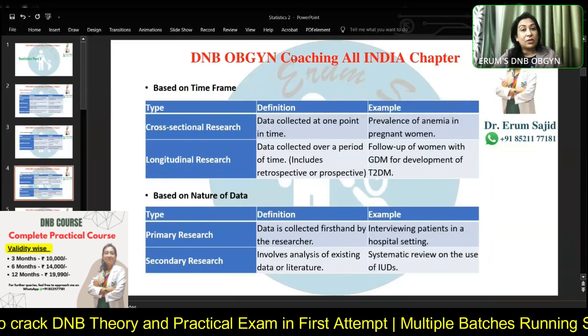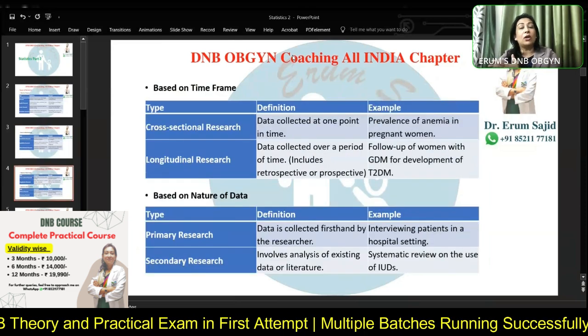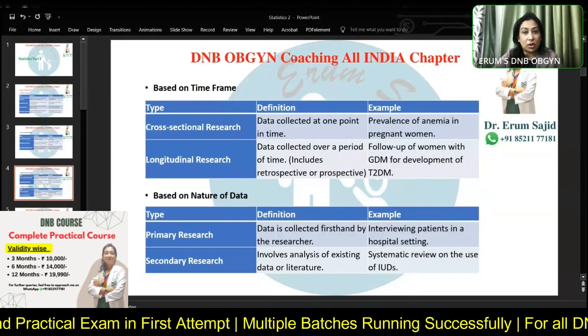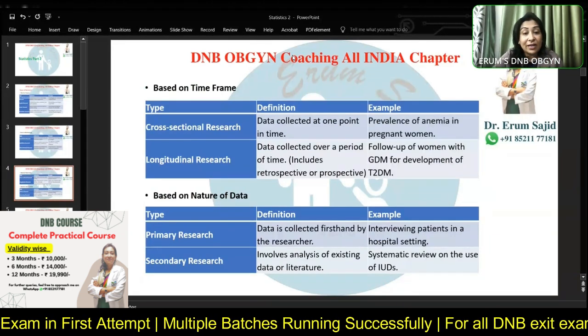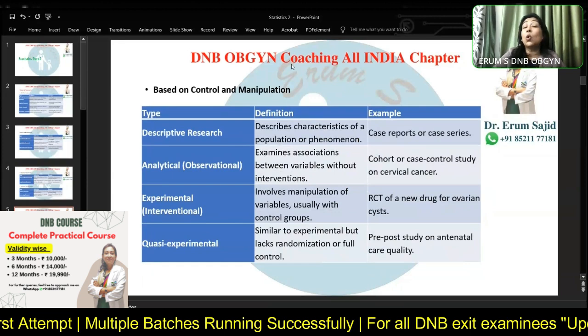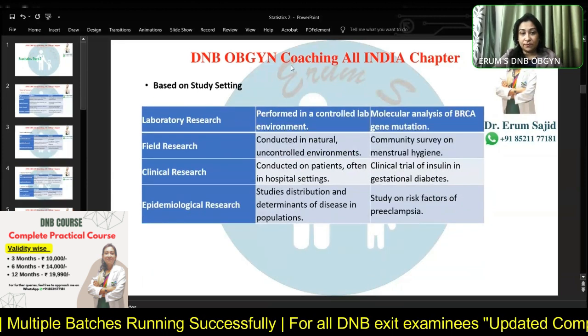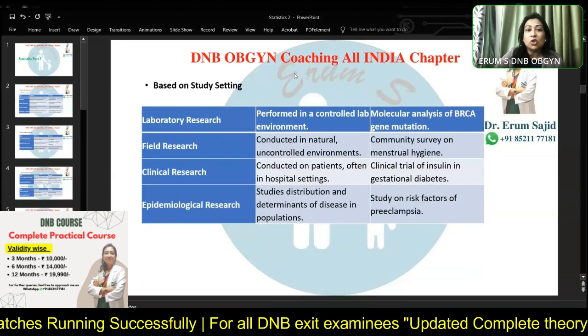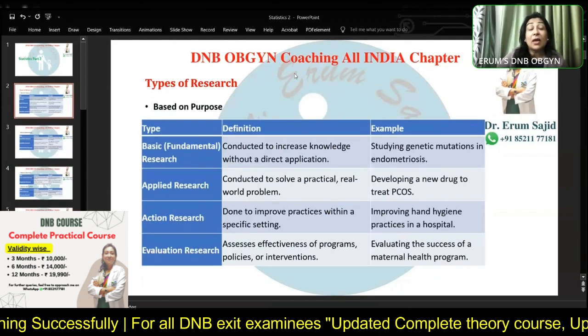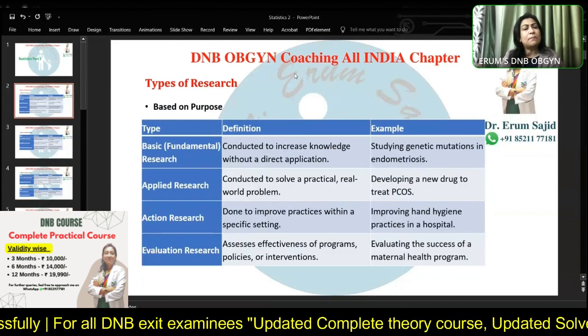Then time frame, whether you're doing a longitudinal study or you've just taken a snapshot, which is a cross-sectional study. Nature of data, and the control and manipulation in the research, right? And where is it being done? So there are many parameters by which you can describe the type of research that you're doing. Is it basic research?